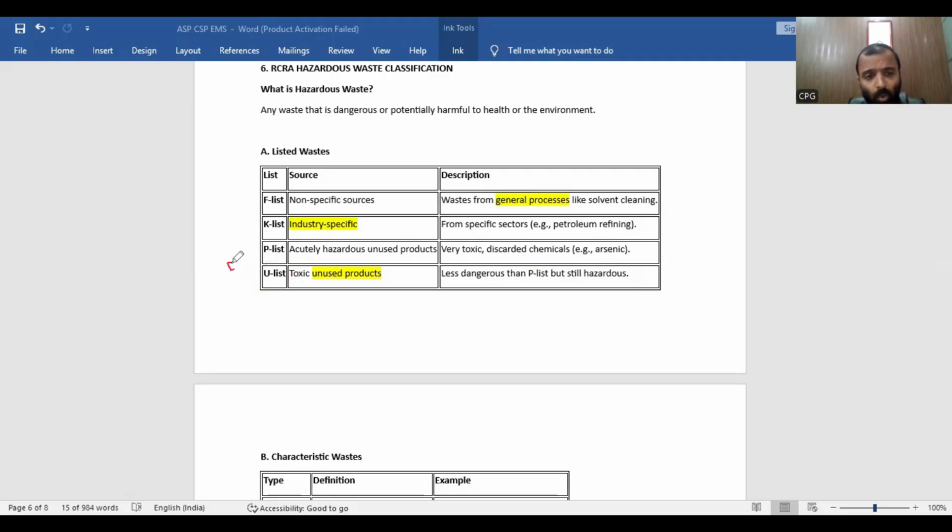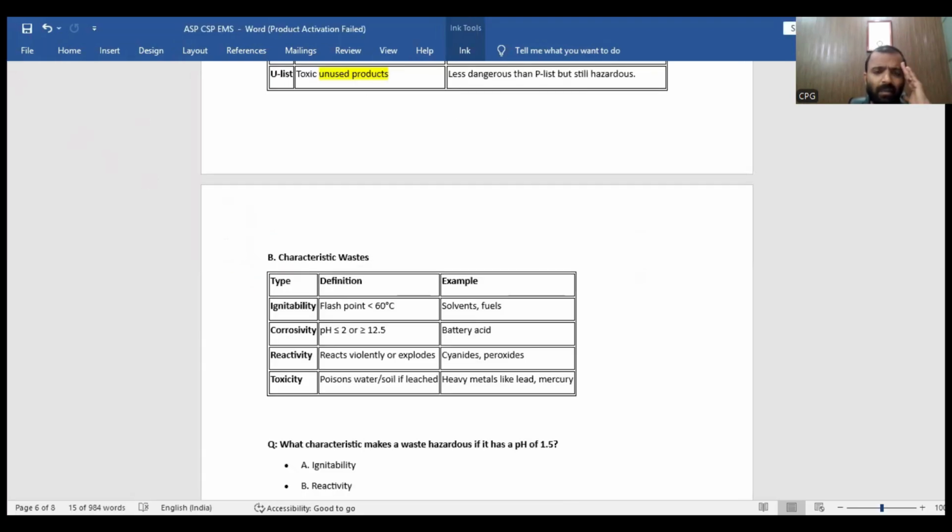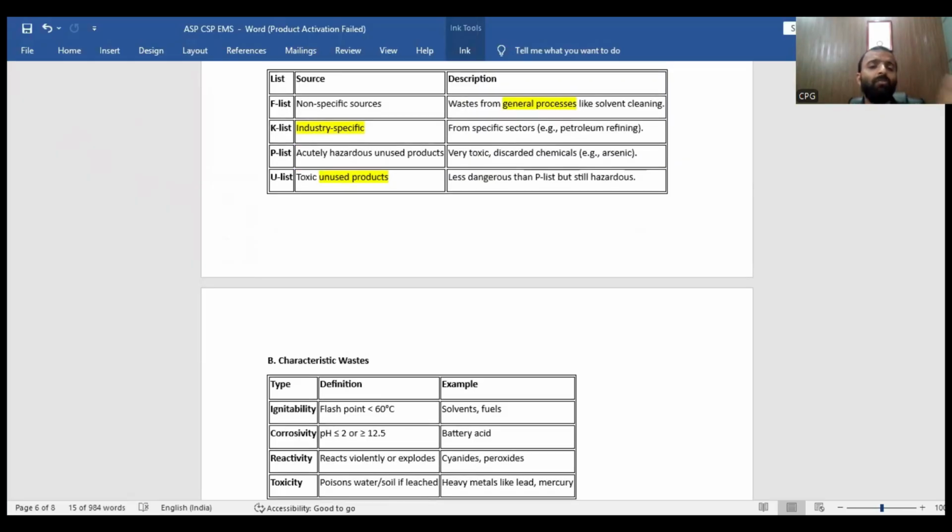So P is the most hazardous, K is industry specific, F is general, U is less hazardous than P but it is unused product. Toxic, unused product, very important. Please understand F, K, P, U: what is F, what is K, what is P, and what is U.